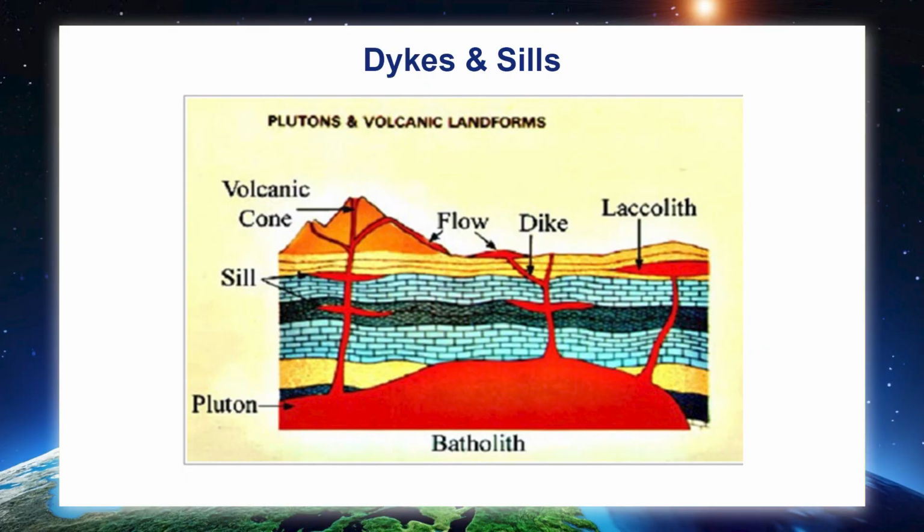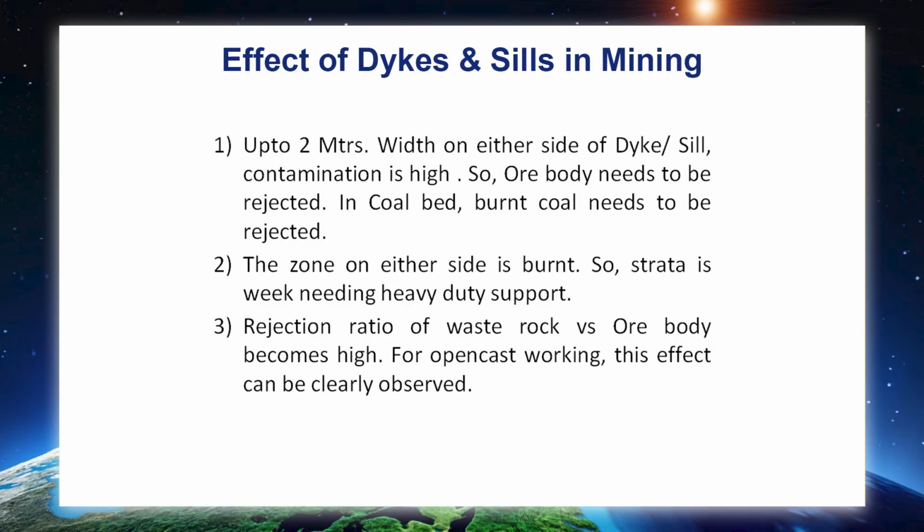These types of formations are very common in coal mines as well as in metal mines both. Next please. The coal seam, we will see the dikes. Effect of dikes and sills in mining. Up to 2 meters width on either side of the dike or sill, contamination is high. That means it is another kind of mineral, another kind of material. It is basically impurities which has penetrated into the ore body. So, it will be different in chemical structure.